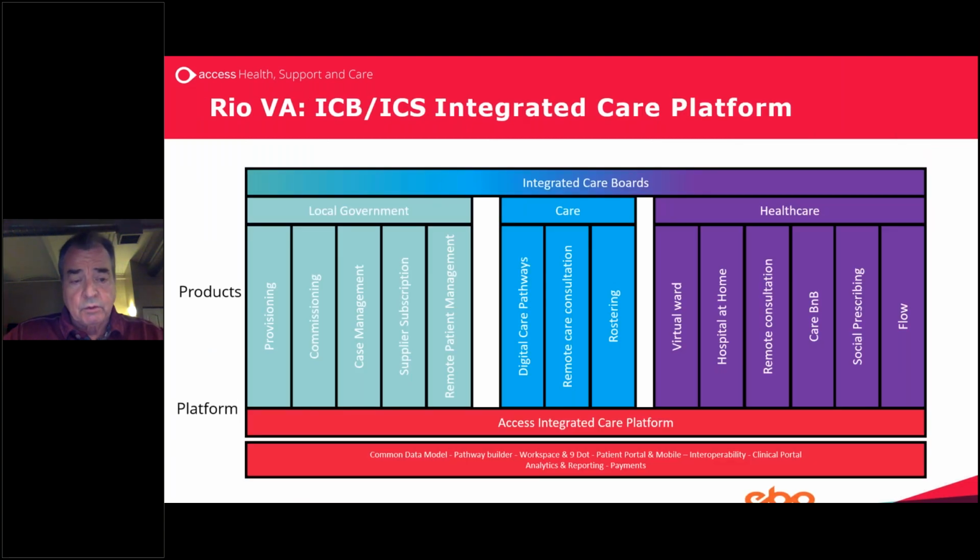Access has what we call our integrated care platform, and we are working with various ICBs to provide an integrated care system from start to finish. We have a focus on the patient as a patient-centric concept, where we can provide as much automation as we can around the care pathway for the patient, from their original appointment within a healthcare setting through to discharge assessments, and including interfacing into the different entities such as local government, healthcare, and suppliers, et cetera, all the way through.